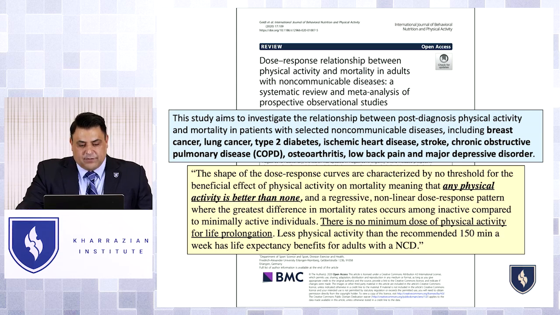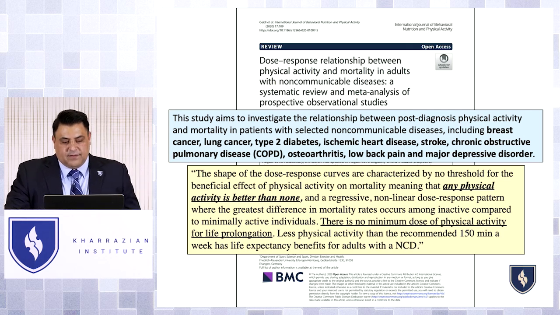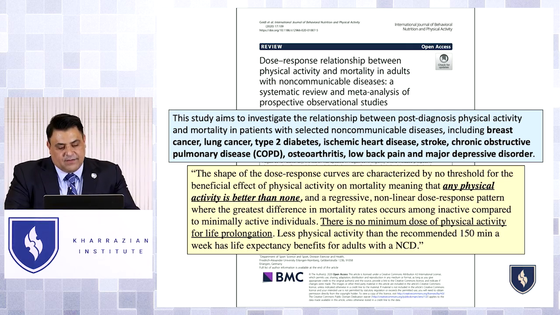The shape of the dose-response curves is characterized by no threshold for the beneficial effect of physical activity on mortality, meaning that any physical activity is better than none, and regressive non-linear dose-response patterns where the greatest difference in mortality rates occurred between inactive and minimally active individuals. There is no minimum dose of physical activity for life prolongation. Less physical activity than the recommended 105 minutes a week or less still gives life expectancy benefits for adults with non-communicable diseases. So the bottom line is you have to get physical activity, and if you overtrain, it's worse.